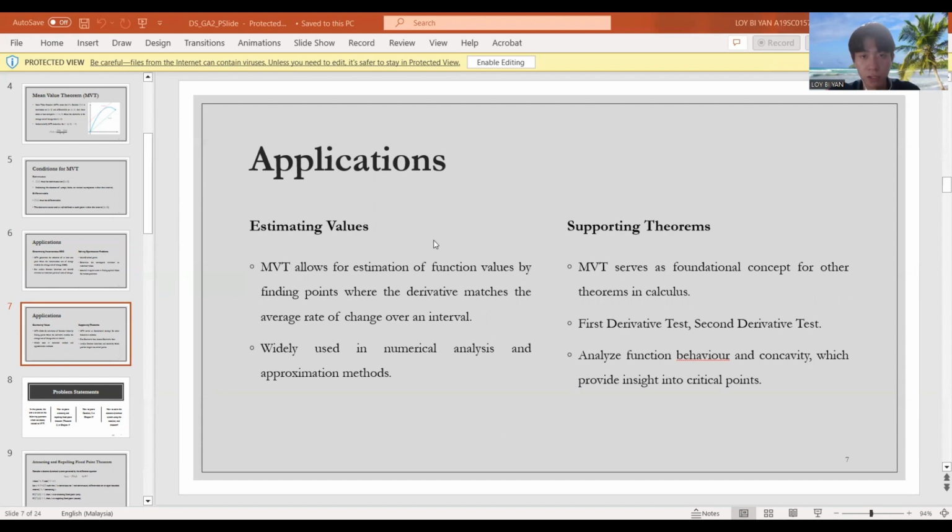The last application is supporting theorems. The mean value theorem serves as a fundamental concept for other theorems in calculus, for example, the first derivative test and the second derivative test. It is used to analyze function behavior and concavity, which provide insight into critical points.